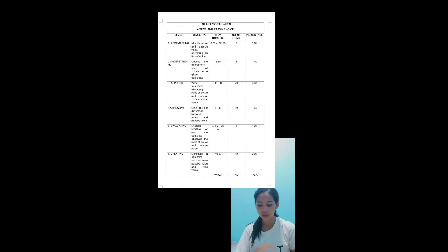So here are the tasks: analyzing, evaluating, and creating. So I'm going now to discuss the table of specifications versus assessment. So it tackles the 6 levels of Bloom's taxonomy, which are remembering, understanding, applying, analyzing, evaluating, and creating.